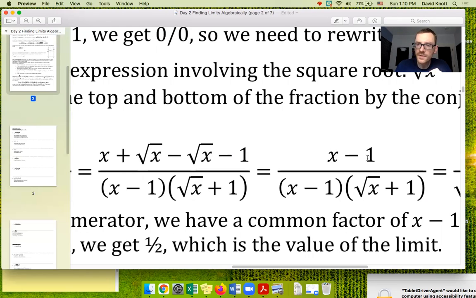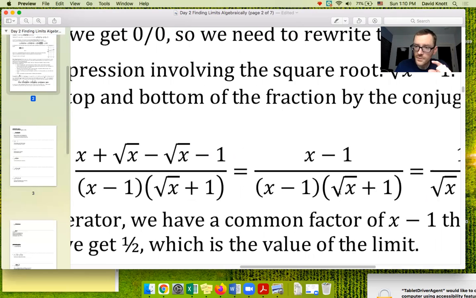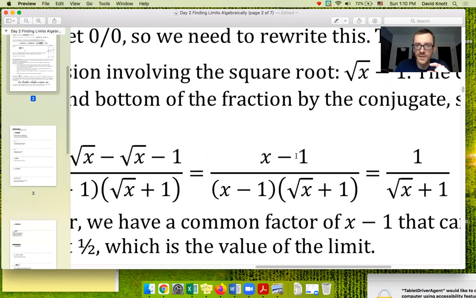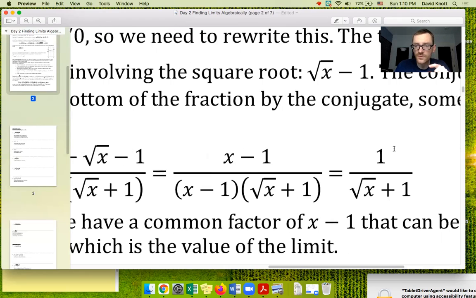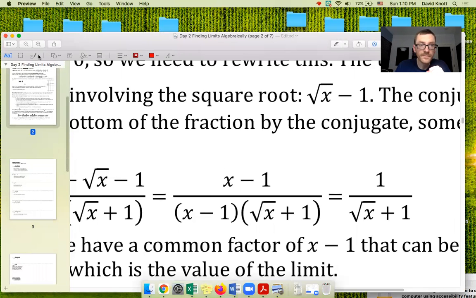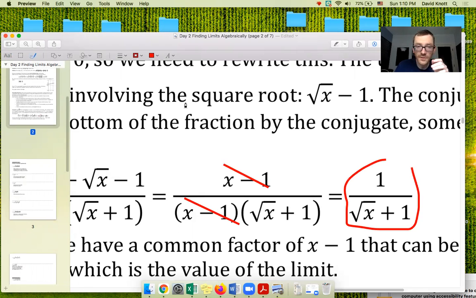You've got a factor of x minus 1 on the top and a factor of x minus 1 on the bottom. They can be canceled. That's a common factor. If you cancel the x minus 1 from the top and the bottom, you're left with just 1 on top and then the root x plus 1 on the bottom. Cancel this, cancel that, and we're just left with the 1 over root x plus 1. So this guy here is the simplified version of our function.